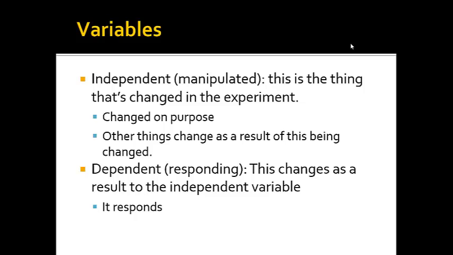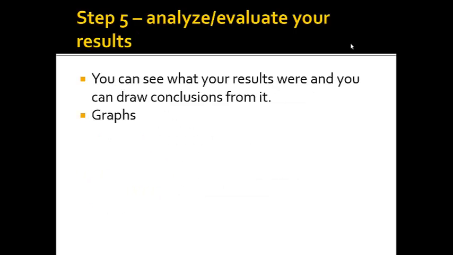So our dependent variable, which is also known as our responding variable, changes as a result of the change to the manipulated. So if we change the manipulated, the responding variable is what responds to that change. Another way of thinking about the dependent variable is, what are we measuring in the end? How will we know that it worked?